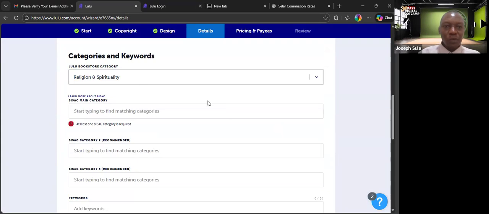Okay. And then go to categories. Already, Lulu, because previously at the start level, I selected religion and spirituality, Lulu is bringing the book under this category, religion and spirituality. Categories are important for your book publication. In fact, most platforms will not accept the book for publication if you do not pick a category. Categories help your readers to find the book.